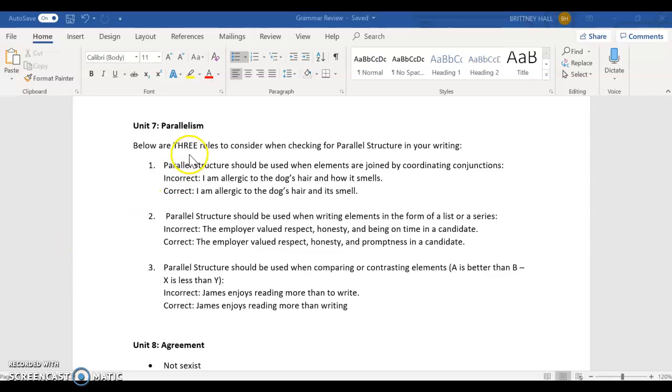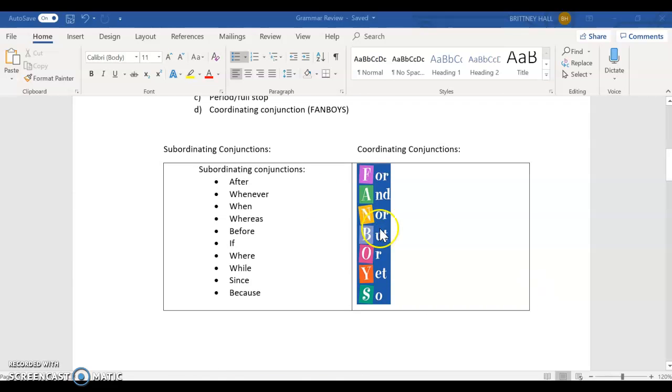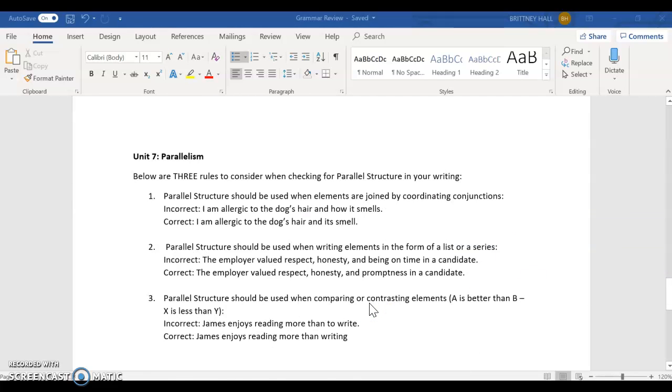All right. Parallel structure should be used when elements are joined by coordinating conjunctions. And again, that's kind of why I had the list up here of coordinating conjunctions, FANBOYS, just to help remind you. And so you're going to look for the coordinating conjunction in the middle of your sentence or in the middle of the phrase, and you're going to look at the phrases on either side, before and after the coordinating conjunction. So: I am allergic to the dog's hair and how it smells.